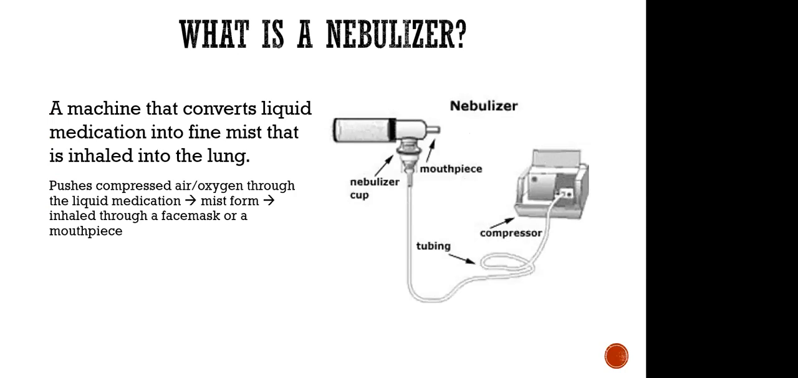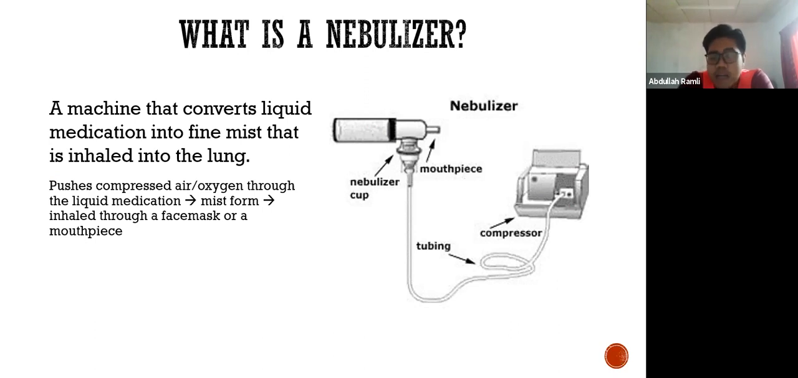Okay, next. So you must be wondering what is a nebulizer. A nebulizer is actually a machine that converts liquid medication into a fine mist that is inhaled into the lung. So we can understand that a nebulizer pushes compressed air or oxygen through the liquid medication, and it will convert into a mist form. Then the mist will be inhaled through a face mask or a mouthpiece.